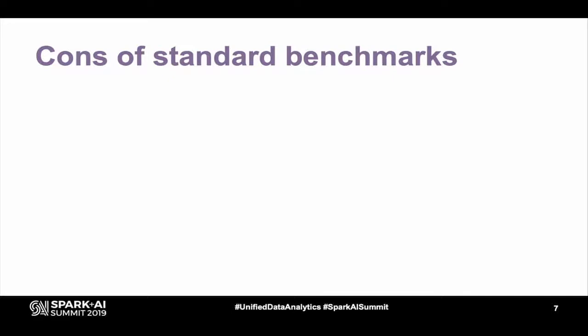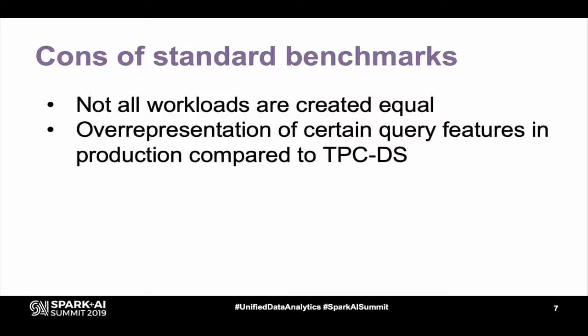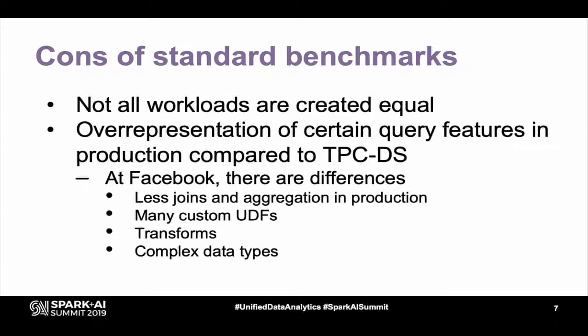But there are some cons to benchmarks like this. And that's that not all workloads are created equal. So what I mean by that is, in our production workloads, there's going to be some things that might be overrepresented in TPCDS or underrepresented, where maybe TPCDS cares a lot about these certain features, but we don't actually use them in production. There's a lot of differences specifically at Facebook that I want to highlight to make this point. So in Facebook, we have fewer joins and aggregations compared to TPCDS.